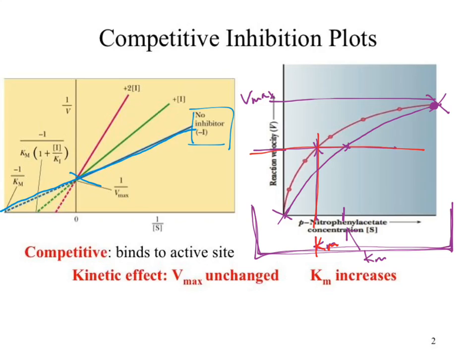Okay? Where it's going to cross your y-axis is your 1 over Vmax. Where it crosses the x-axis is your negative 1 over Km. So you can go through and determine what the Km is and what Vmax is graphically from the Lineweaver-Burk plot without having to do some approximations.